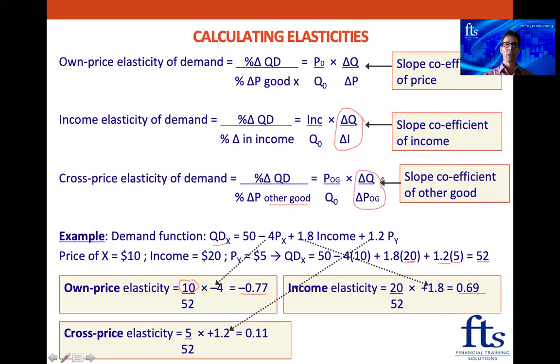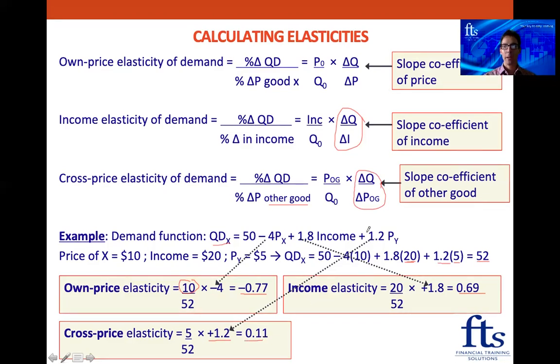All right, so let's give it a go. For cross price elasticity, in the numerator, we take the price of the other good. They told us the price of Y was $5, we divide by the quantity 52, and we multiply now by the slope coefficient of the other good. There, it's 1.2. So it comes out at 0.11. So I want to ask you guys another question. Is this other good a substitute or a complement?